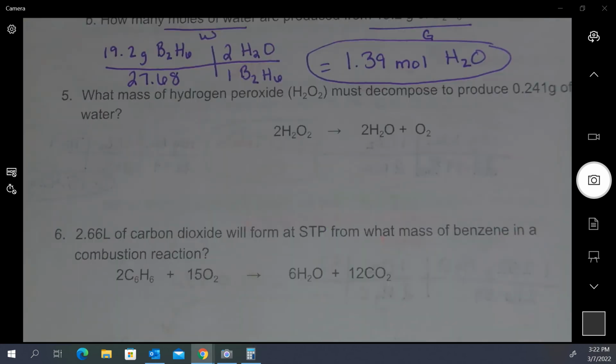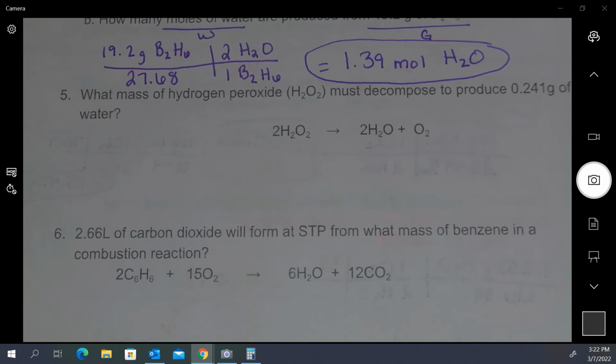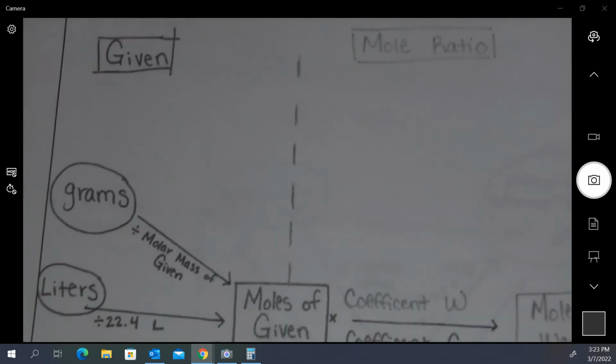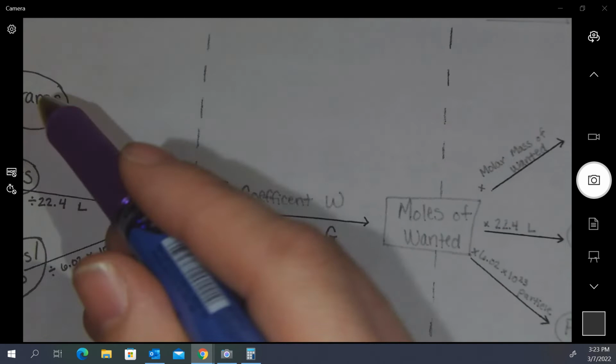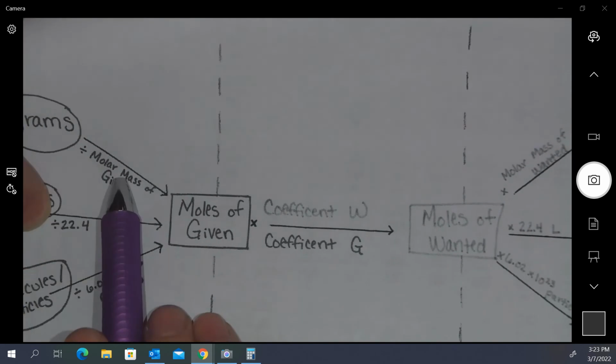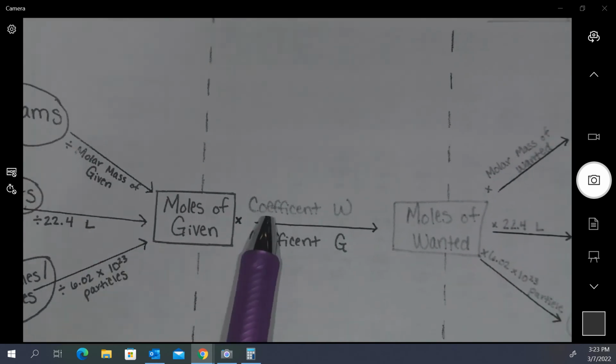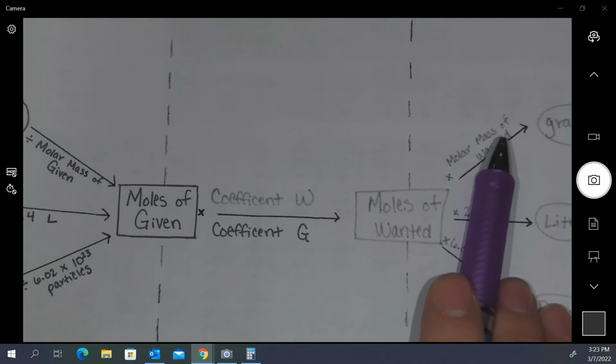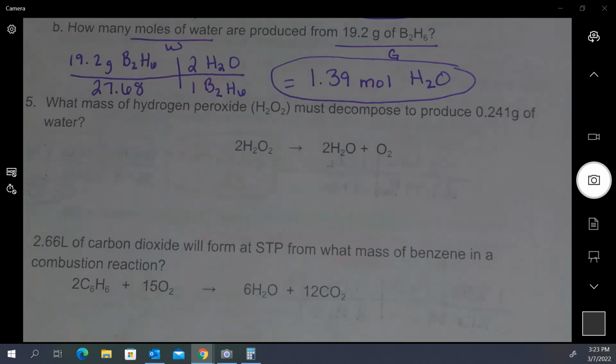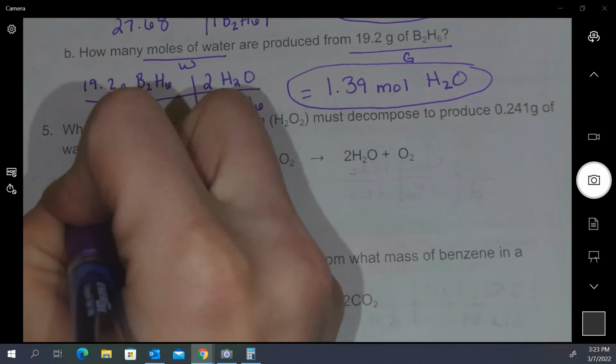All right, so going back to number 5, what mass of hydrogen peroxide must decompose to make 0.241 grams of water? This is a nice one. This is a mass to mass conversion. So looking at our little flow chart, we're going to take grams of our given, divide it by the molar mass, multiply by our coefficient ratio, and then multiply by the molar mass of what we want for this one. So our given is 0.241 grams of water.